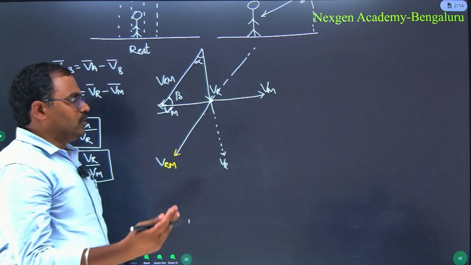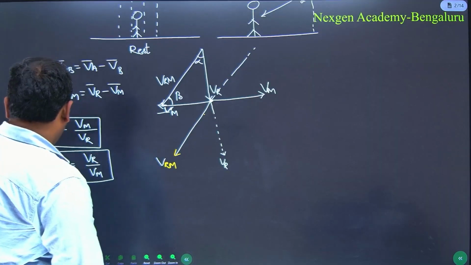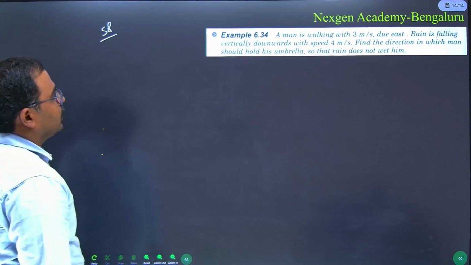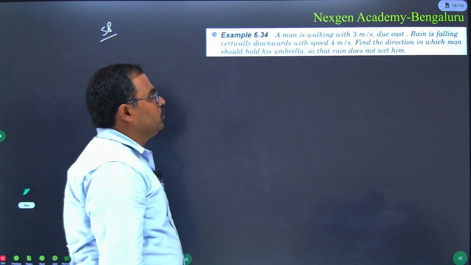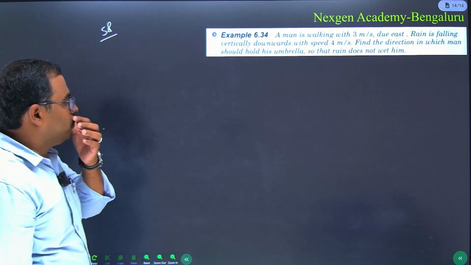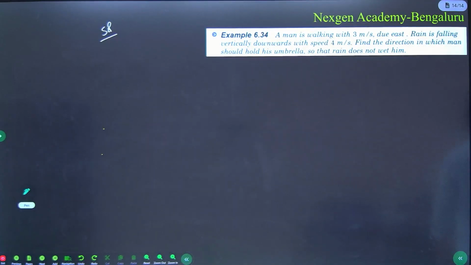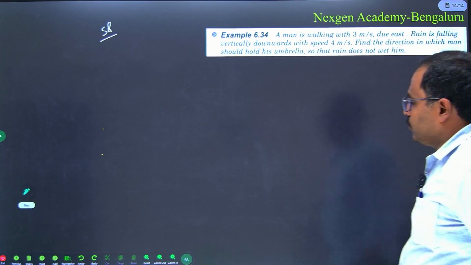Okay. So let me take some questions on this so that you can understand. A man is walking with 3 meters per second due east. Rain is falling vertically downwards with speed 4 meters per second. Find the direction in which the man should hold his umbrella so that rain does not wet him. So we are supposed to find the angle.